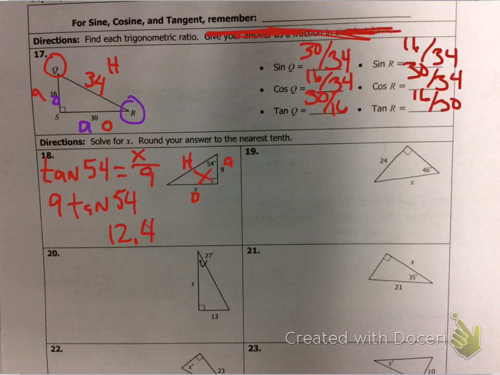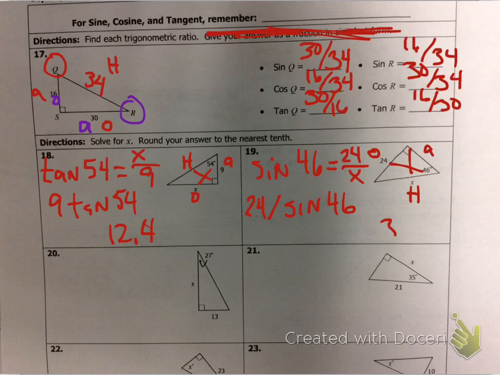Alright. Opposite, hypotenuse, adjacent. I've got opposite and hypotenuse, so I'm going to deal with sine. Sine 46 is equal to 24 over x. If you have the x on the bottom, or the number on top, you're going to divide. Now that means you would type in 24 divided by sine 46. Type that into the calculator, press enter, you get 33.4.